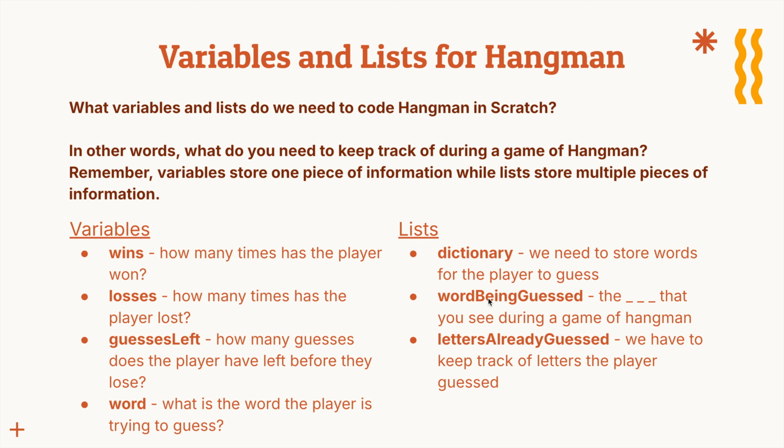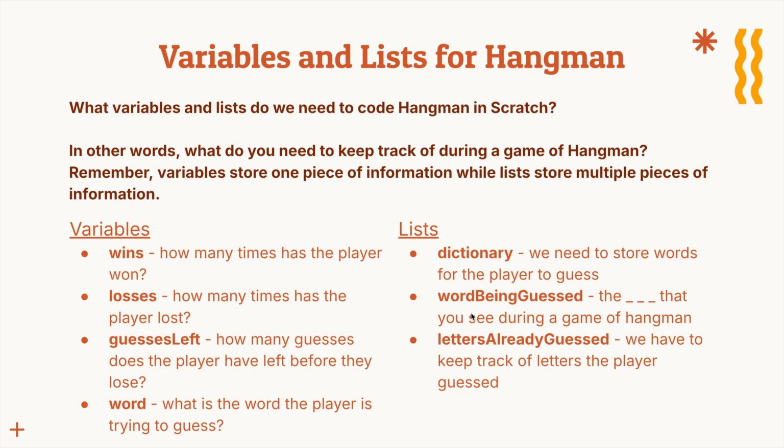Next, we want to have a list for the word being guessed. This is basically just the blank, blank, blank that you see during a game of Hangman, like the dashes where you have to put in the letters. Now, the reason why we would want to use a list instead of a variable is because every time the player correctly guesses a letter, we want to replace the blank with the letter. And it's a lot easier to do that with a list than it is to do with a variable. So that's why we want to use a list for that and not a variable.